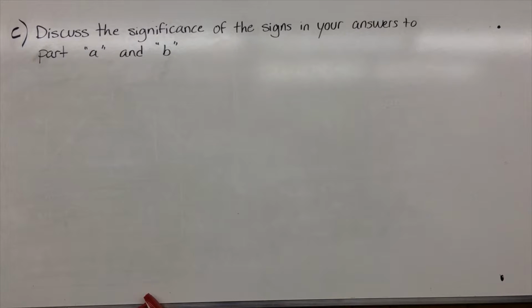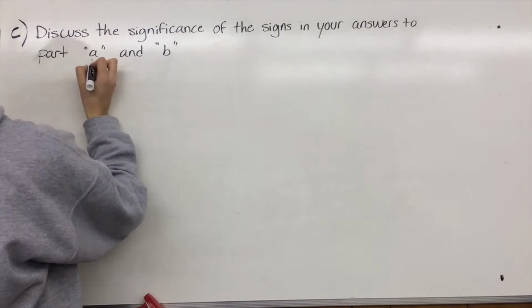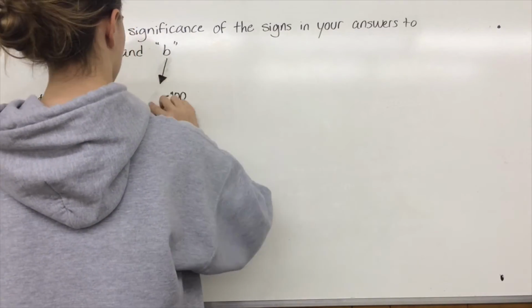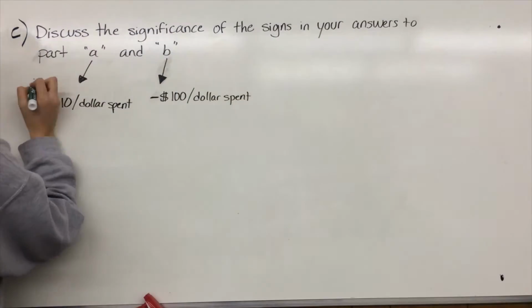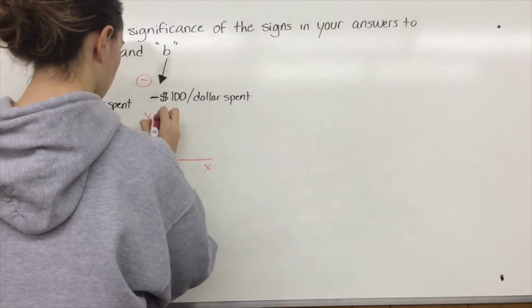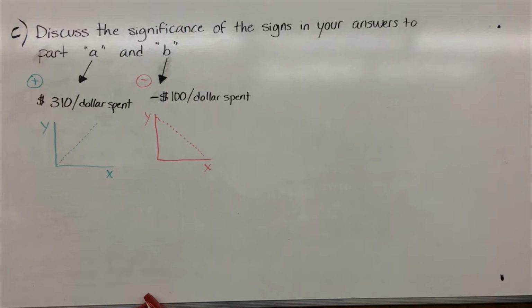Our third focus will be Part C. Discuss the significance of the signs in your answers to Part A and B. In Part A, our answer was positive. In Part B, our answer was negative. When a linear line has a positive slope, it means that the line is increasing. So as the x values increase, the y values increase as well.